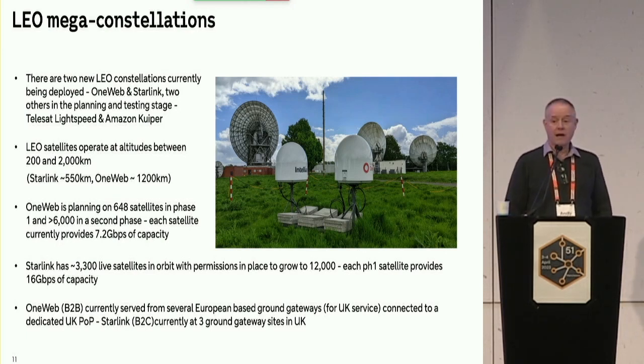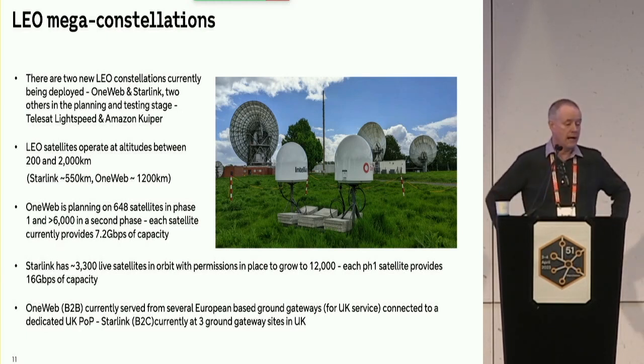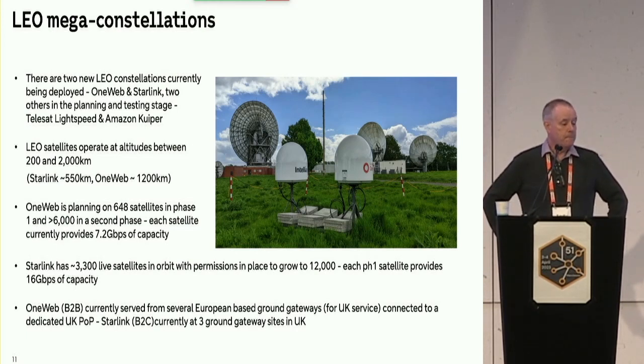There are two primary constellations today in low Earth orbit that are operational. We've got Starlink and we've got OneWeb. There are two others in test and development phase, Telesat Lightspeed and Amazon Kuiper, both of which have plans to launch, again, your LEO-based constellations. Will we end up with 4 long-term? Will there be some mergers? I don't know what's going to play out there.